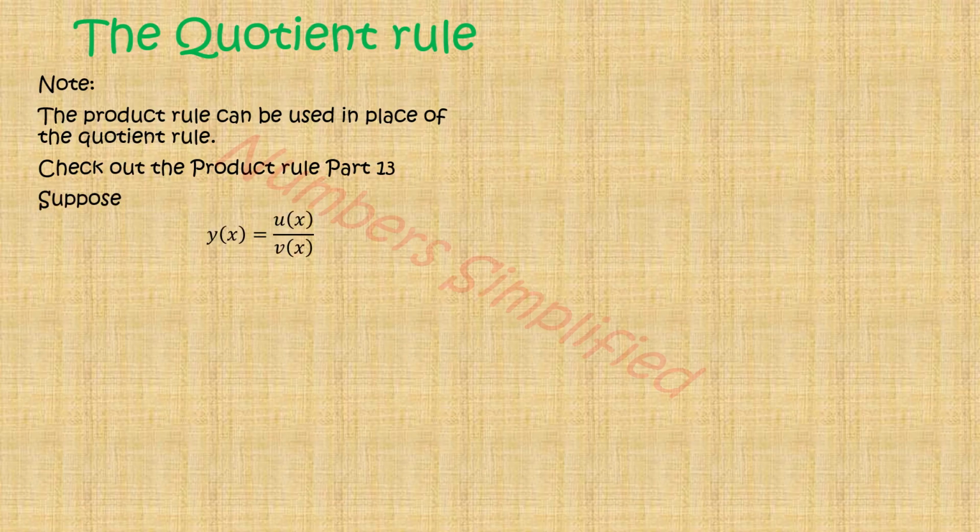Now suppose that we have y of x is equal to u of x over v of x. This is known as the quotient, as you would know from the polynomial division.